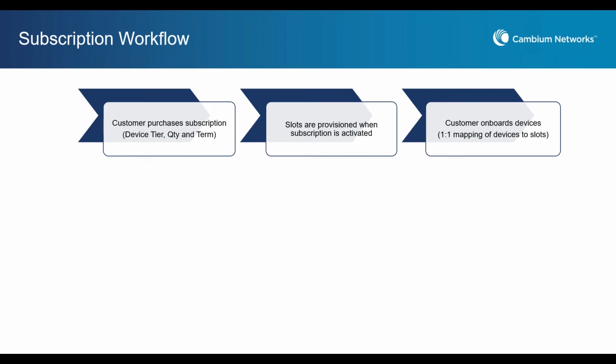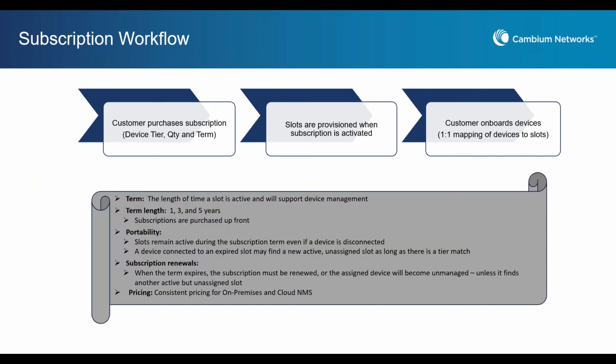Once you have that information, you make the purchase, and once the purchase happens, slots are provisioned, and then the customer's subscription is activated, and customers can then onboard their devices, right? So basically a three-step process. You purchase, slots are provisioned, subscription is activated, and the last step is for the customer to onboard those devices into those slots. That's it. It's nothing more. We talked about the term of 1, 3, 5 years per slot.